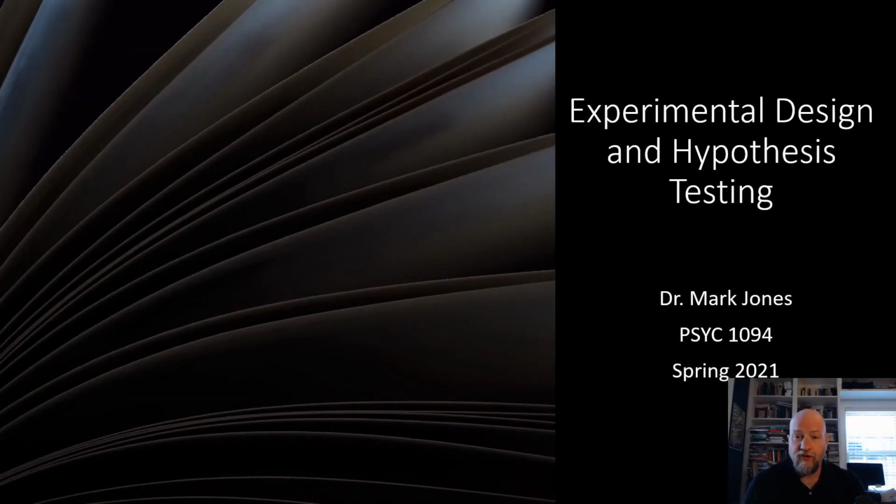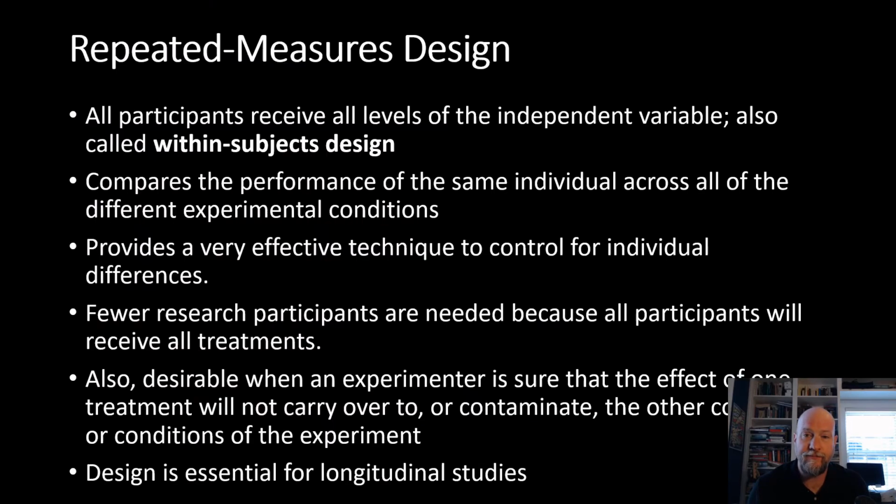Okay, this is part 2 of 2 on our lectures covering chapter 9 in your book on experimental design and hypothesis testing. In the previous part, we had talked about one of the two basic designs that we see in experiments, and that was the between subjects, aka independent groups design. Now we're going to move on and talk about the second major design type, and that's within subjects.